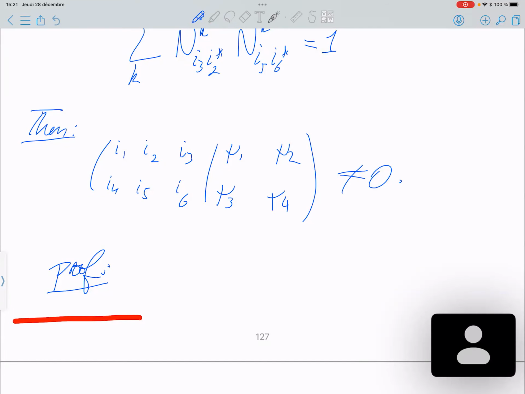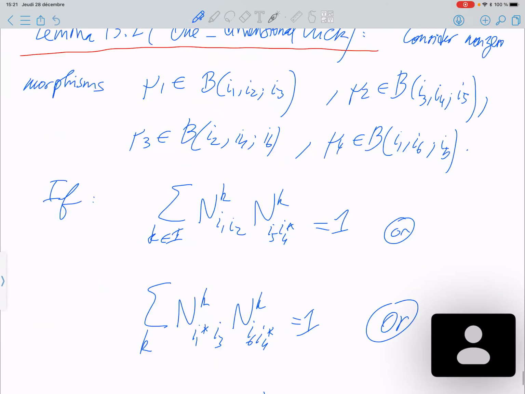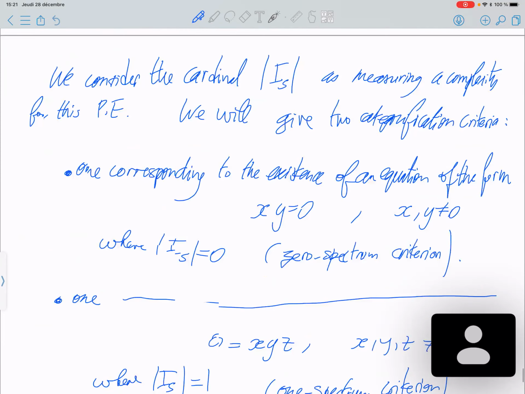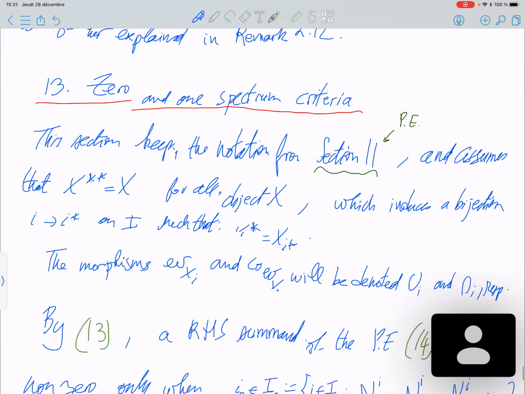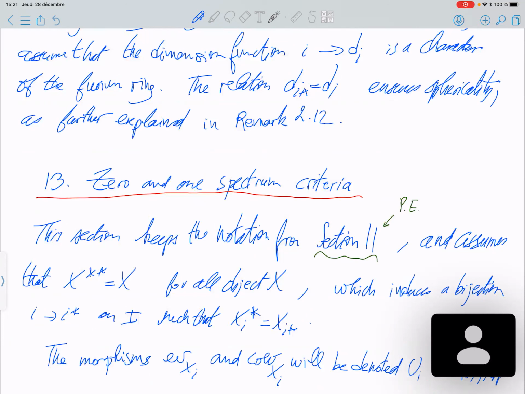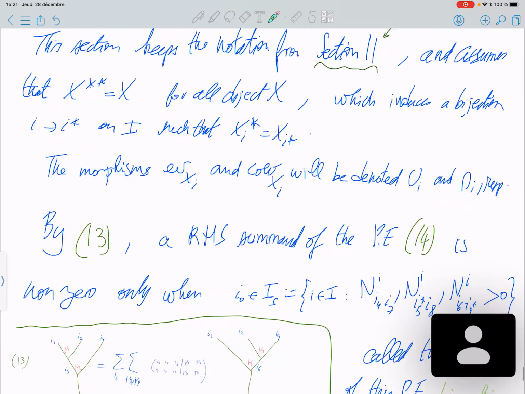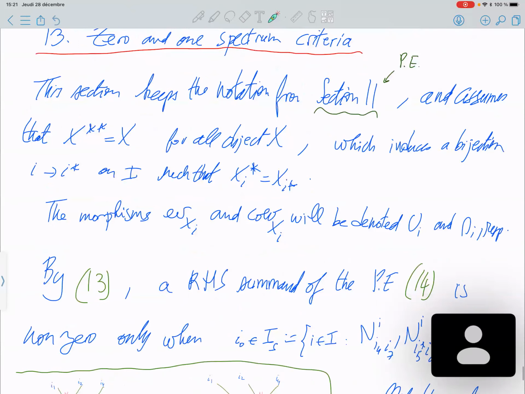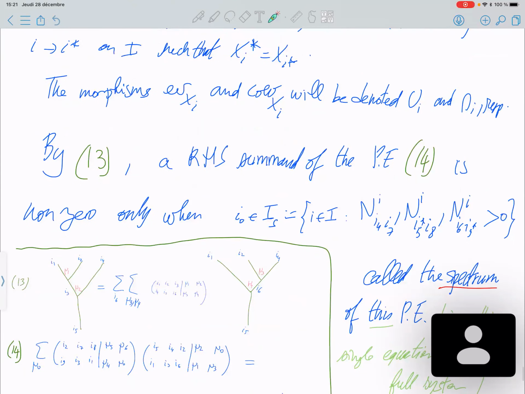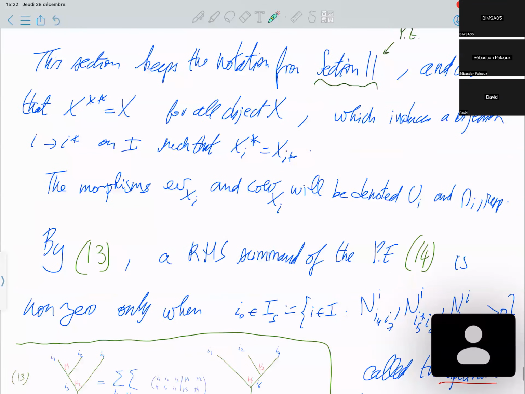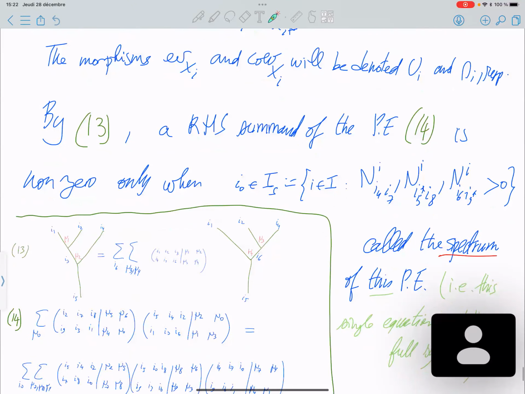Okay, so last week we started a new section dedicated to proving some new criteria for excluding fusion rings from categorification. So this new criteria, in fact this section does not need the use of the triangular prism equation. This section involves only the Pentagon equation.